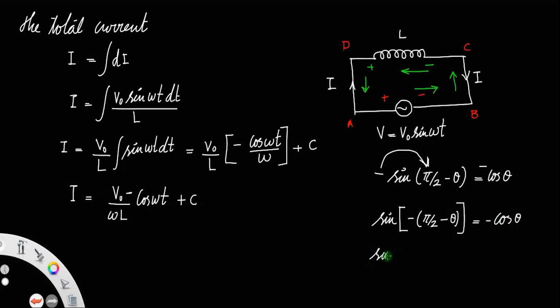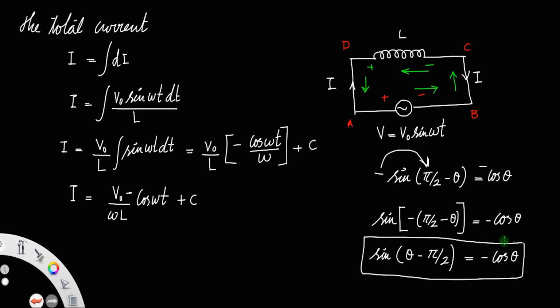So sine of this is equal to sine of theta minus pi by 2. That is minus cos theta. So we have sine of (theta minus pi by 2) is equal to minus cos theta. Here actually we have sine of minus theta equal to minus sine theta, so this minus will go inside the sine function.